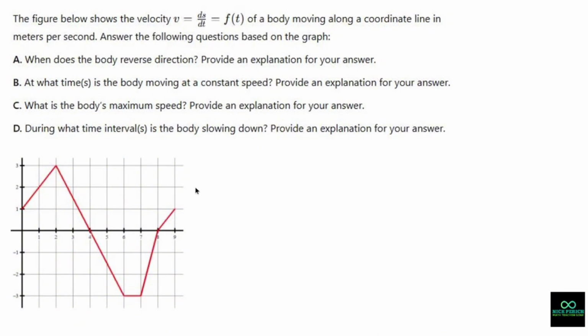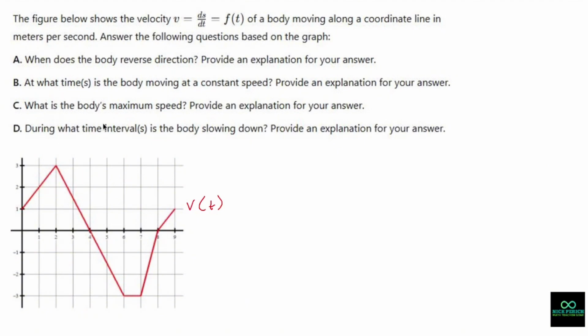Let me reiterate that this graph is velocity, not position, which is usually given to you as s of t. This is the velocity function. So anything that's positive is you moving forward. Anything that's negative is you moving backwards. So at this moment, you're moving forward at 1 meter per second. Now you're moving forward at 3 meters per second. Now you're moving forward at 3.5 meters per second. Now here you're moving backwards at 3 meters per second.